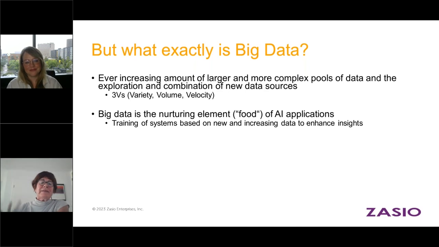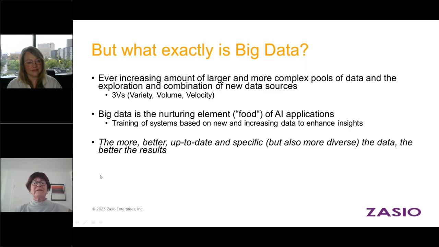The training of the system is based on new and increasing data, to enhance further insights. So ultimately the neural networks that we're going to come to later can extract and learn from always growing new and available insights. Like the GIGO principle, garbage in, garbage out: the more up to date and specific, but also more diverse the data, the better the results.